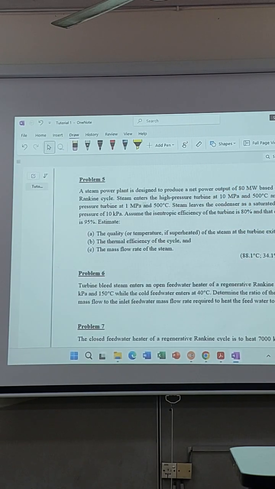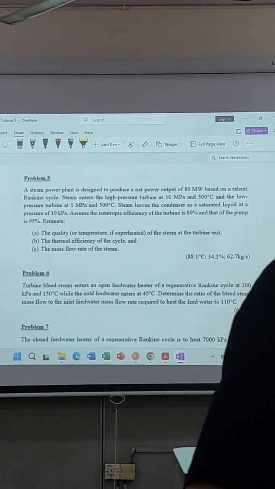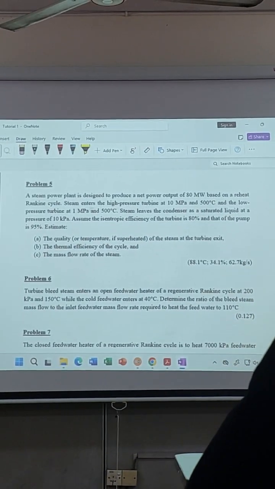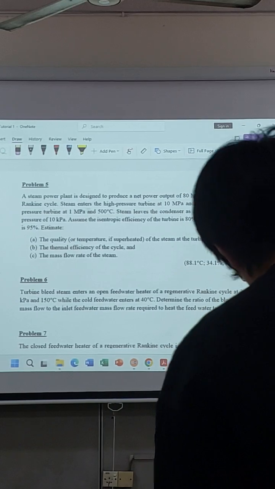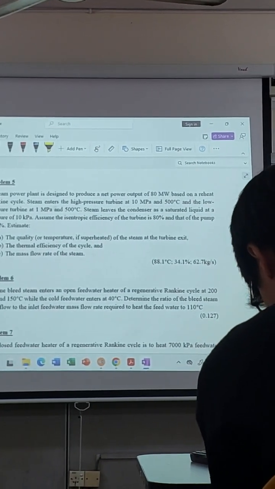So here this is going to be a reheat cycle. Steam enters the high pressure turbine at 10 megapascal, 500 degrees Celsius, and the low pressure turbine at 1 megapascal, 500 degrees Celsius. Steam leaves the condenser as a saturated liquid at a pressure of 10 kilopascal. So this is actually a very common setup.